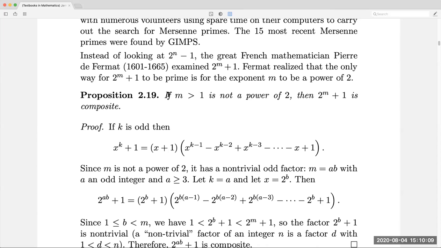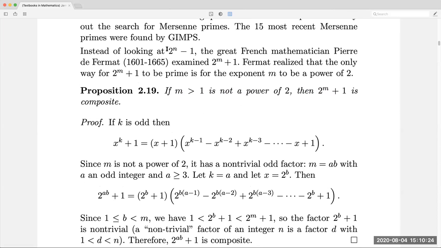So another one is: if m greater than 1 is not a power of 2, then this is a composite. But the reverse of this statement may not be true. So what does it mean by the reverse of this statement? The reverse is: if m greater than 1 is a power of 2, then 2 to the n plus 1 is a prime number. It may not be true.